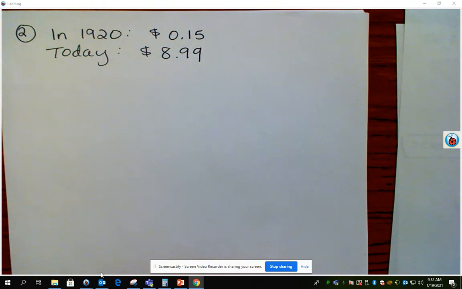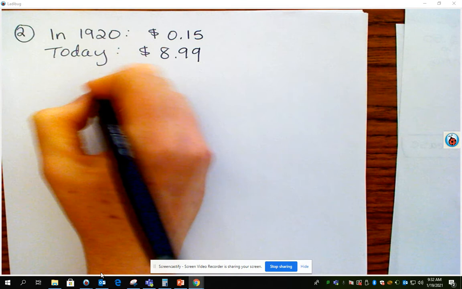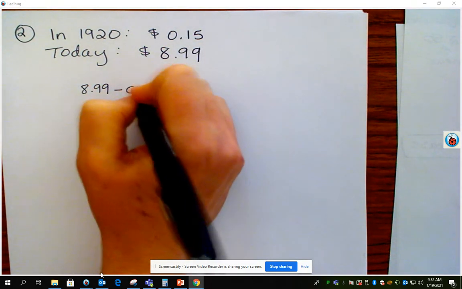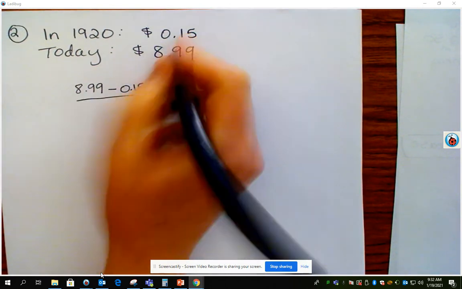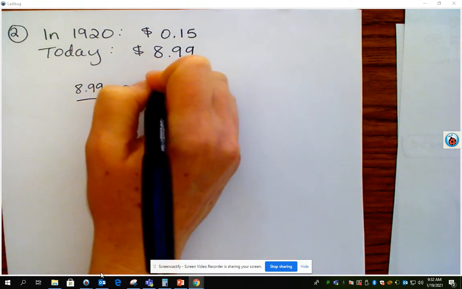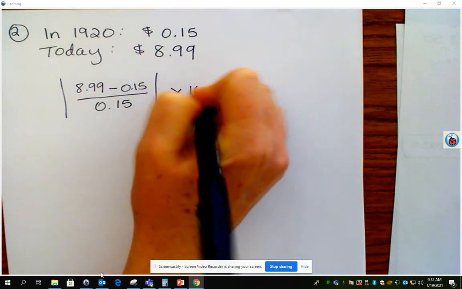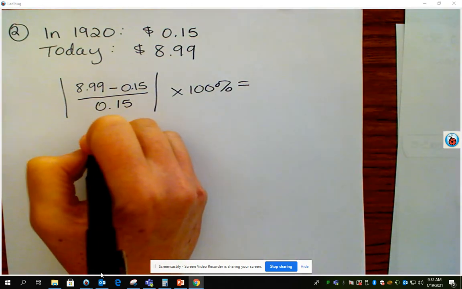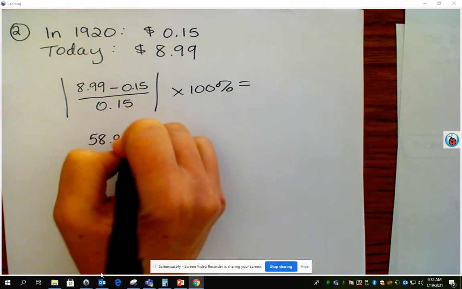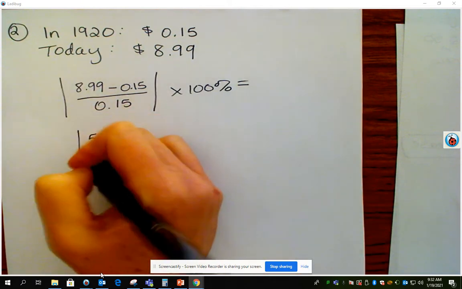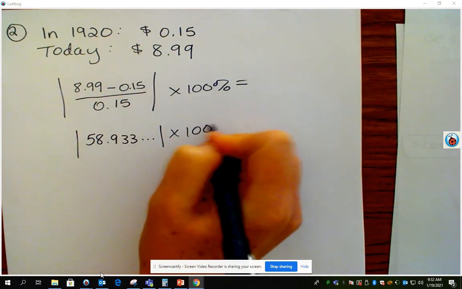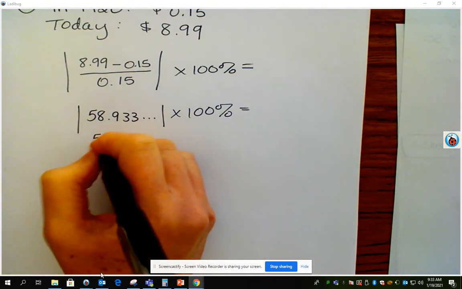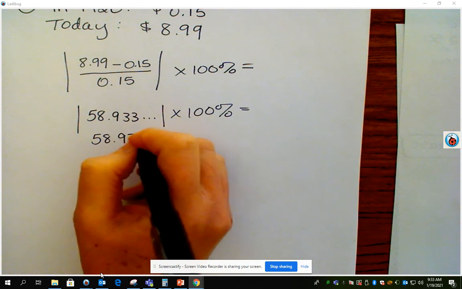All right, hopefully you're back. This is our new price. We're going to subtract our old price, and we're going to divide by our old price. Absolute value times 100%. Okay, when I put it in the calculator, I get 58.933 absolute value times 100%. Because it's already positive, I don't really have to change anything with the absolute value bars. It stays positive.